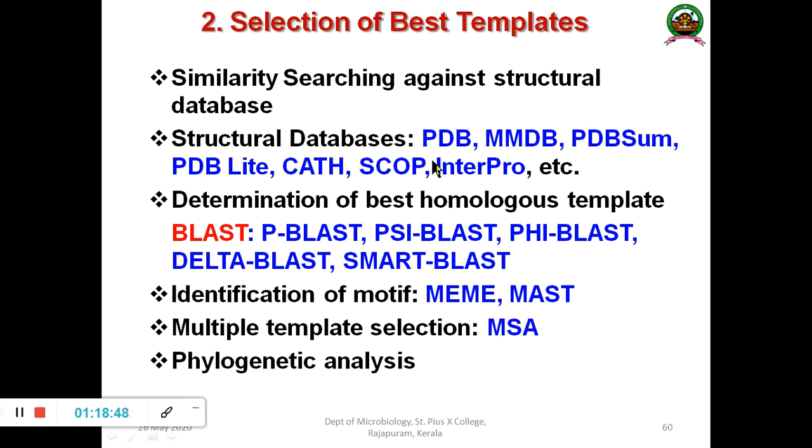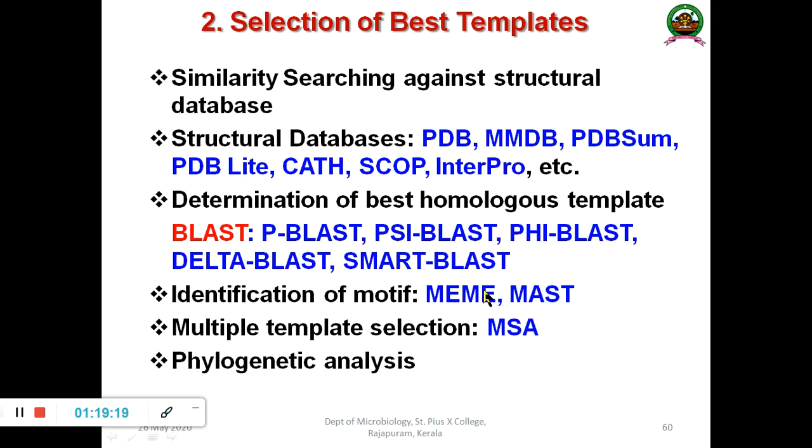So that structure can be deposited in PDB, Protein Data Bank, then Molecular Modeling Database, MMDB, PDBsum, Protein Data Bank summary, PDB literature, then CATH, class, architecture, topology and homology. I showed you the classification. Then SCOP, structural classification of proteins. You are having InterPro. Similarly, so many tools. And how are you going to select the best homologous template? The homologous templates can be selected by the basic local alignment search tool.